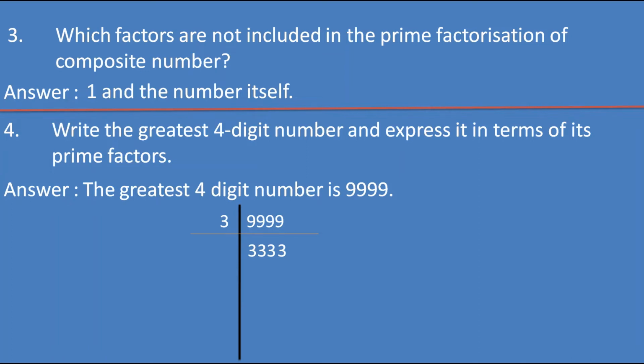The next prime number is 3, and we understood that it can be divided by 3. So 3 1s are 3. Okay, the next is 3. So 3 1s are 3 again.